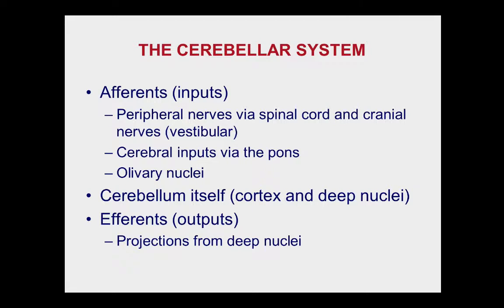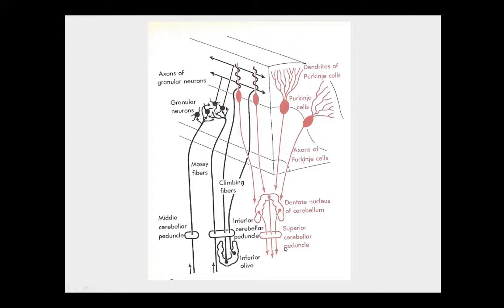The Purkinje cells are the only output of the cerebellar cortex, and their fibers go to the deep nuclei, and then the deep nuclei project to other parts of the brain, mostly to the thalamus, which then projects to the cerebral cortex and to other sites. So it's a fairly complex system, and this is a schematic showing the primary wiring.